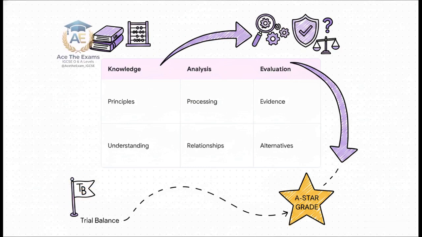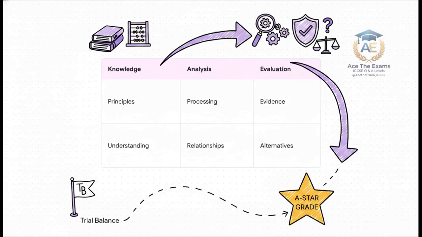It's the difference between saying the trial balance checks arithmetical accuracy and saying while the trial balance verifies arithmetical accuracy, its quality of evidence is fundamentally limited because compensating errors can remain completely hidden, rendering the final financial snapshot potentially misleading. See the difference? That is your roadmap to an A-star grade right there.